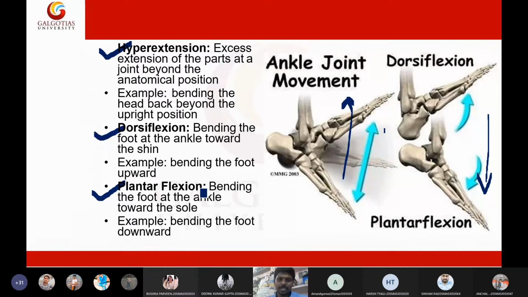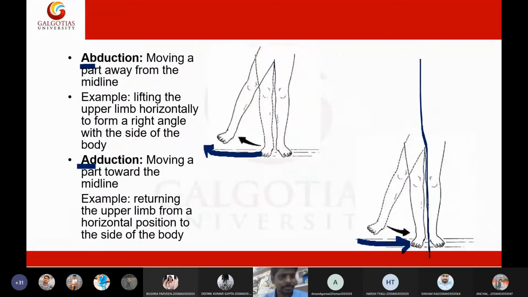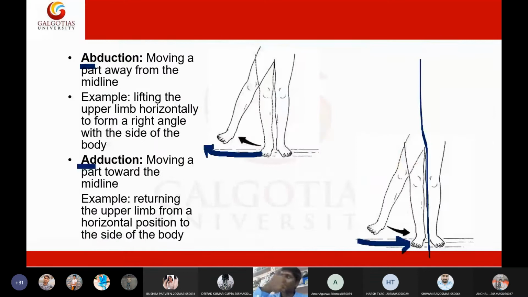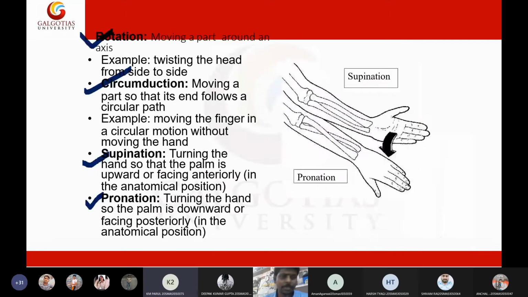Okay, students. So that's it. Dorsiflexion, plantar flexion, you already know. Upward movement of the foot is dorsiflexion. Downward movement of the foot is called plantar flexion. Then tell me this one also, students. Movement of your thumb in a circular pathway is called as circumduction. Correct, circumduction.